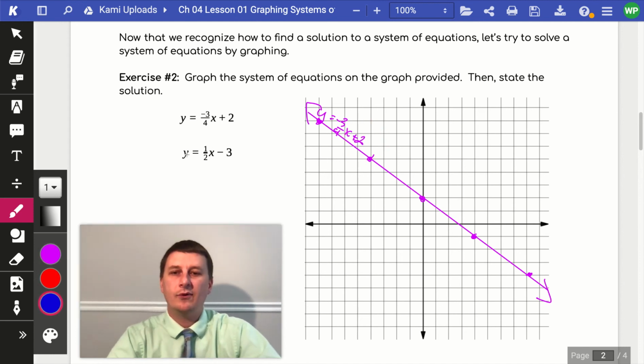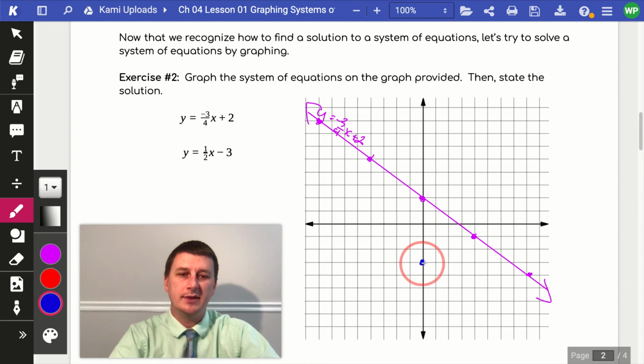And now let's graph y equals 1/2 x minus 3. Well, this one's going to have a y-intercept at negative 3 because that's the number that's by itself. That's where we begin our graphing. And our slope here is going to be 1/2, or up 1, right 2 units, because it's rise over run. Up 1, right 2, and that's exactly what you're looking for.